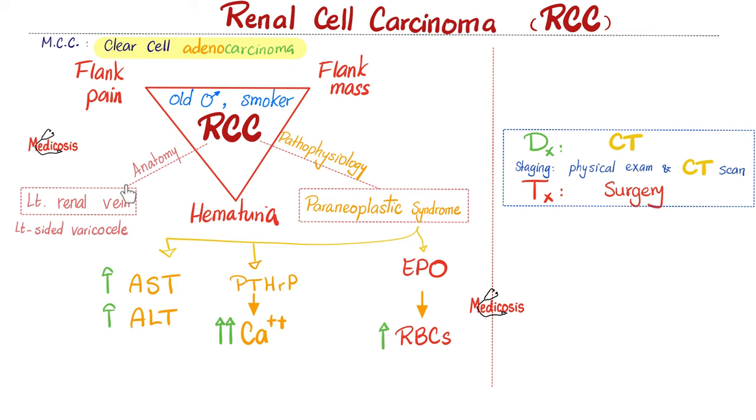Anatomical correlation is the renal cell carcinoma of the left kidney can metastasize to the left renal vein, and because the left testicular vein drains into the left renal vein, thanks to the cancer metastasis to the left renal vein, the left testicular vein will be unable to drain its blood to the left renal vein, which means the left testicle will swell and swell and swell even more. This is known as left-sided varicocele.